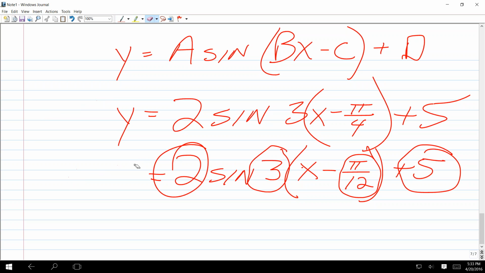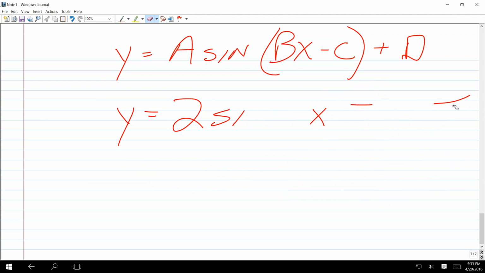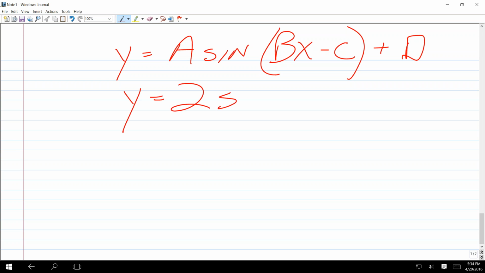So there's multiple formats that they teach. In Colorado, believe it or not, they actually have 3 formats. They have the B outside, they have the B inside, and then some of them use plus C and tell you that the phase shift is minus C over B. So you have to be a little careful and know exactly what format you're dealing with when they give you the function. So let's make one up here.